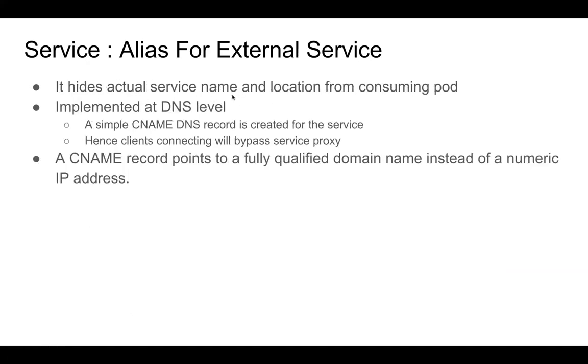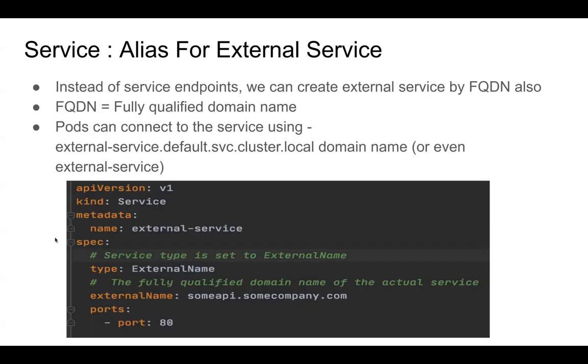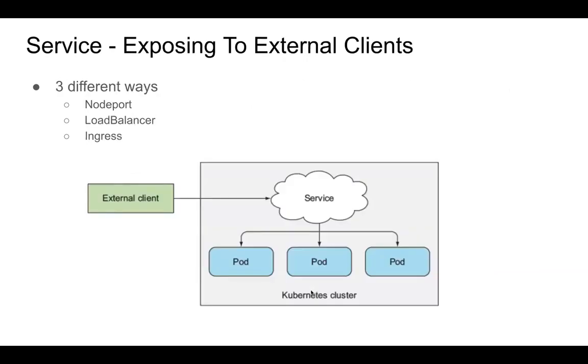So it hides the actual service name and location from the consuming pod, implemented at the DNS level. A simple CNAME DNS record is created for this service. Hence, clients connecting will bypass the service proxy. Yes, a CNAME record points to a fully qualified domain name instead of a numeric IP address. So this is how you can connect to the fully qualified name of the actual service.